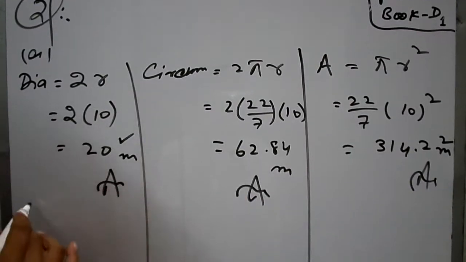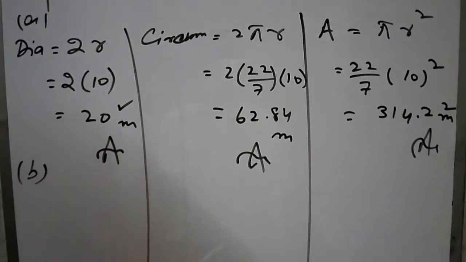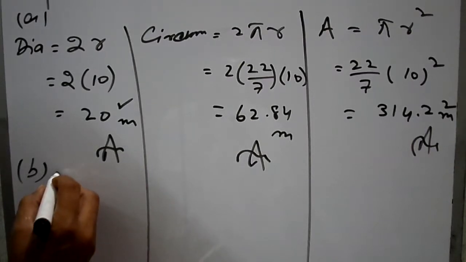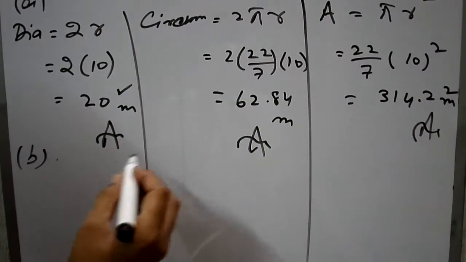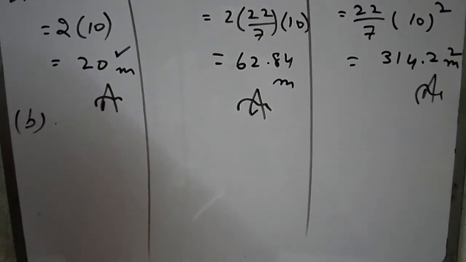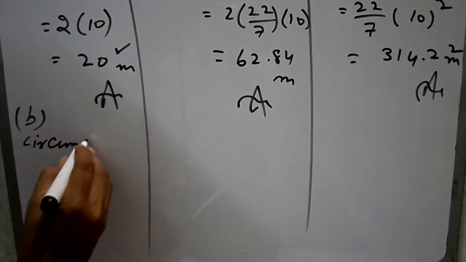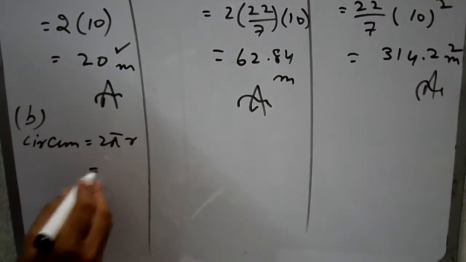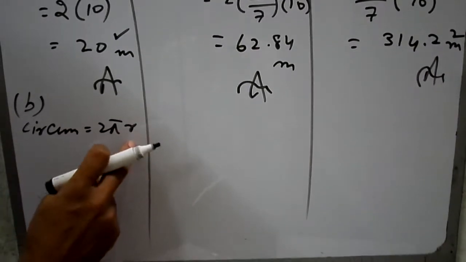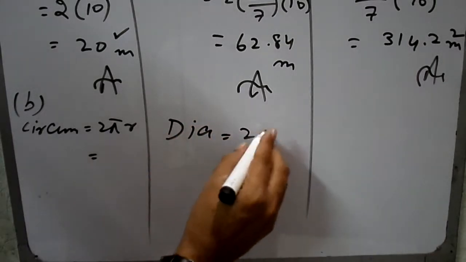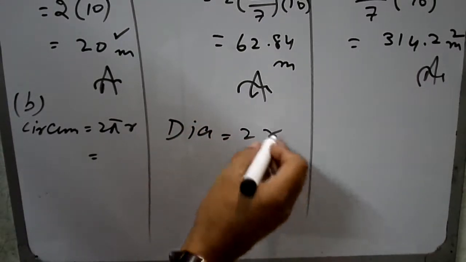So similarly, in B portion, how can you find in B? So you can see in B portion, once again by the same methodology, you have to find the circumference now, in B portion, circumference, dia and area. First of all you have to find the circumference. Circumference is equal to 2 pi r, but circumference is given to you, so with the help of this you can find the r, and next step the diameter will become very easy to find because it is 2r, so that's why you have to put the value of r here.